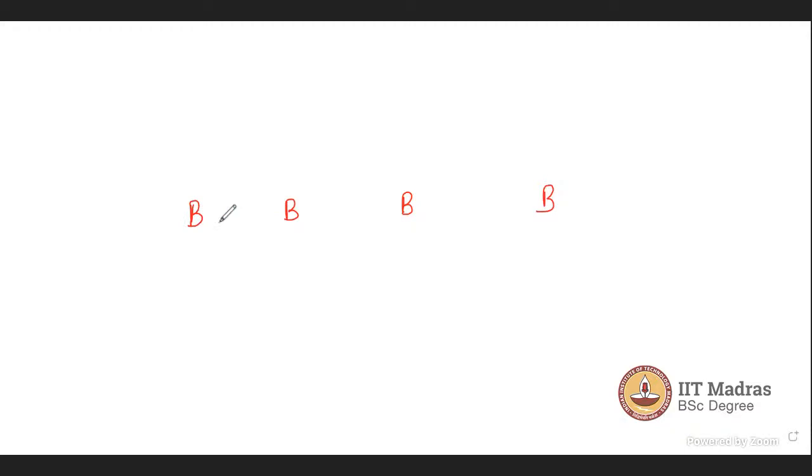Okay, so I have placed 4 boys. I can arrange them in 4 factorial ways, right? Let's say b1, b2, b3, and b4. Now I know that 2 girls should not be placed together, so there you can see there are 5 spaces between these boys: 1, 2, 3, 4, and 5.